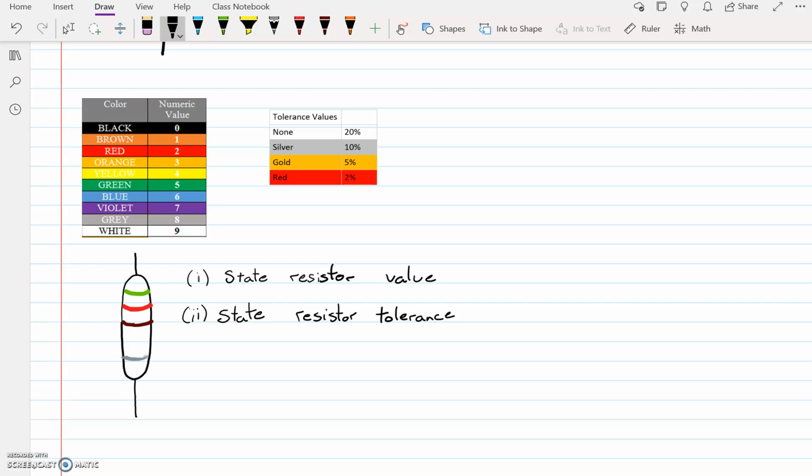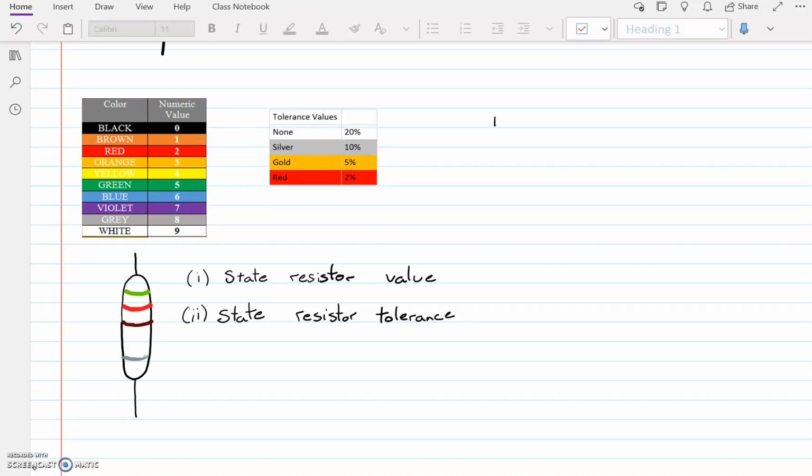So, first things first, we have to work out what value in ohms this resistor is. So I'll do it up here on the right hand side. So part 1. So the first band is green. If you look at the table, green equals 5. So that's the first digit we put down. The second is red. Okay, so we must then put down 2. And the third, the brown band, is actually 1.